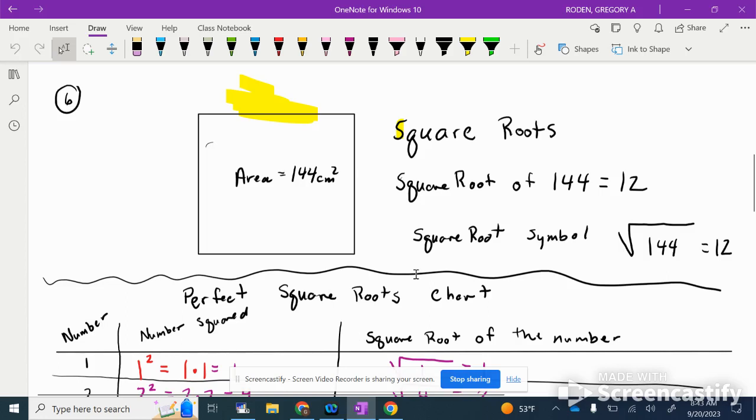Okay, guys, so today what we're going to be doing is looking at square roots and cube roots. Now, what is a square root?